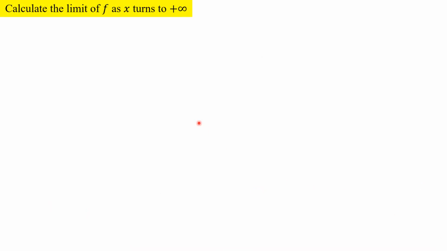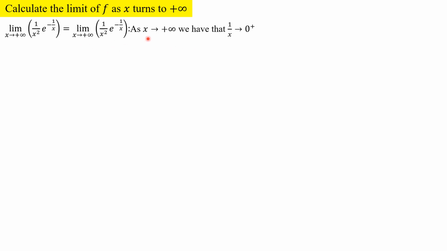Alright, next we are asked to calculate the limit of f as x tends to positive infinity. So the limit as x tends to positive infinity of my function, we are going to analyze together. As x is tending to positive infinity, 1 over x is tending to 0 from above. So negative 1 over x will be tending to 0 from below. And hence, e raised to the power negative 1 over x will be tending to e raised to the power 0, which is 1, since the power is tending to 0.